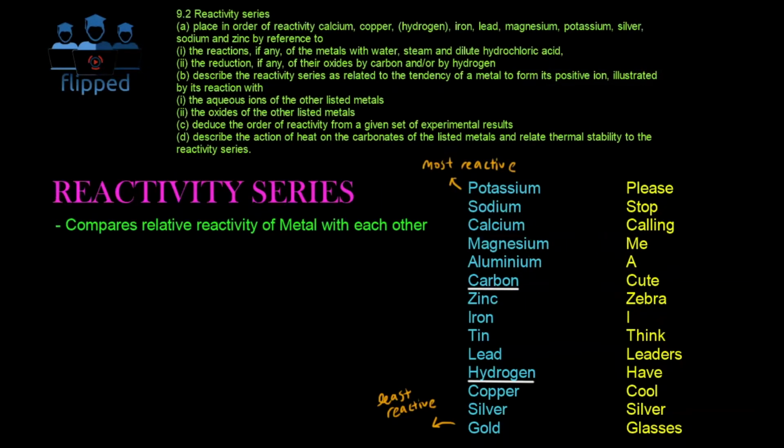You have to note that this is the name of the metal. We are not using the chemical symbol, because potassium is K, whereas the mnemonic starts with P and not K. So please take note that this is the name of the metal and not the element symbol.